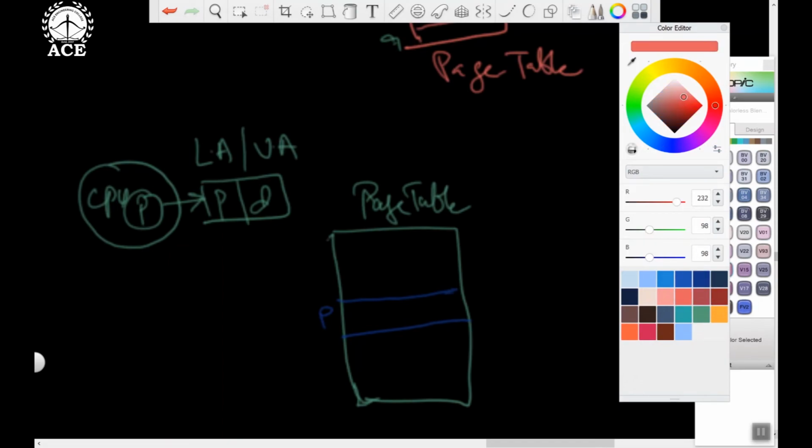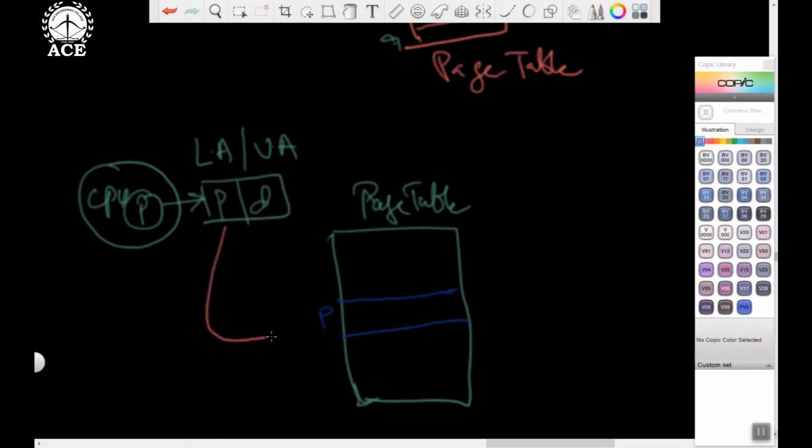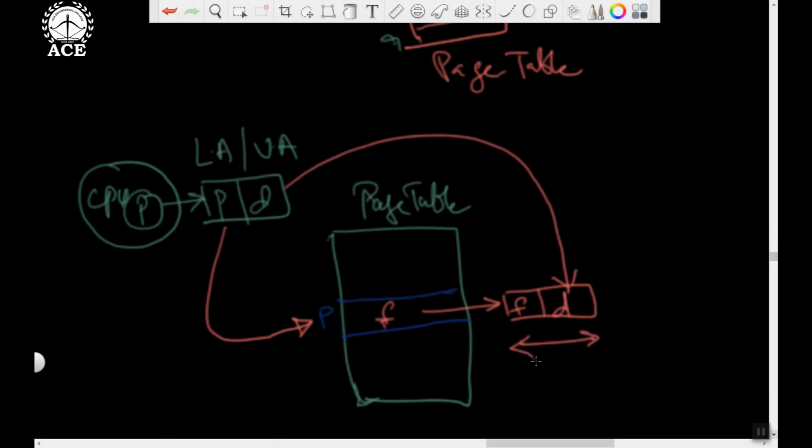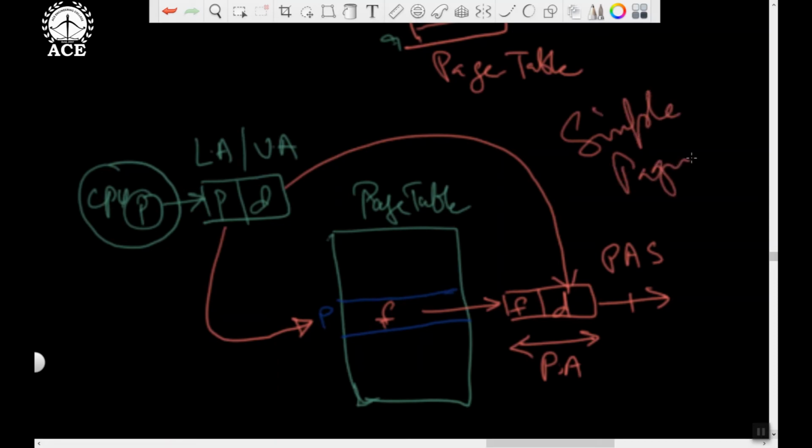So what are we going to do? We take this page number and index into the page table. This entry contains the frame number in which the page is present. We take out the frame number and append the offset D. This is what is called the physical address. Using this physical address, we access the physical address space. This is called the simple paging technique, the discussion we had till the last class.